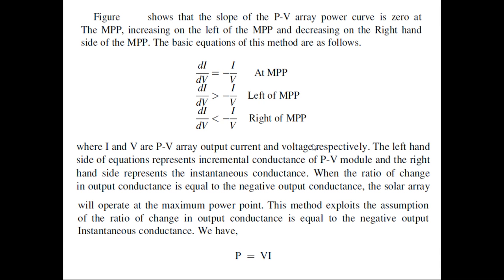So now we can introduce this dI by dV. If dI by dV is minus I upon V, that is minus I by V, ultimately it is our MPP point. If dI by dV is greater than minus I by V, this is left of MPP, and if it is less than minus I by V, it is right of MPP. Ultimately our power is V into I.